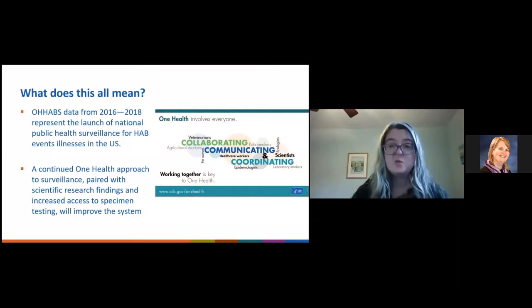Looking ahead, we're planning to increase use and access to OHABS data, including more routine and timely releases of annual data summaries. We're also continuously focusing on efforts that will support adoption and reduce reporting burden. We want to strengthen and expand the One Health partnerships that are so critical to all steps in surveillance, from detection through reporting and use of the data for illness prevention. A continued One Health approach to surveillance alongside developments in the field and increased access to specimen testing will improve the system as a whole.